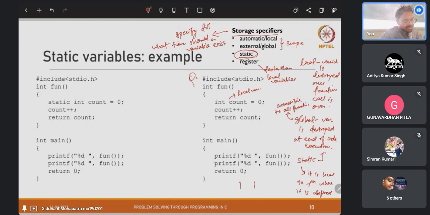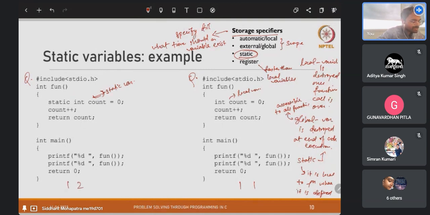But what happens in the case of a static variable? If you define this count as a static variable, what happens? Now this is a static variable. It's not a local variable, but a static variable. So now if you try to print this, you will have a value of 1 and 2.